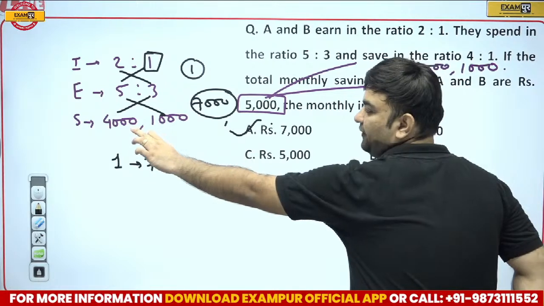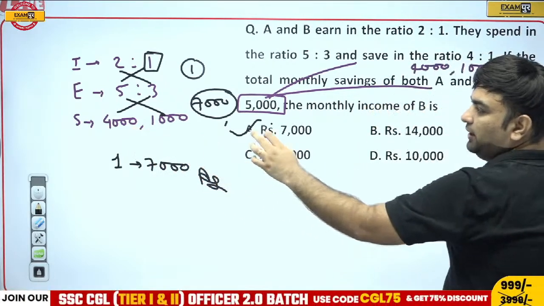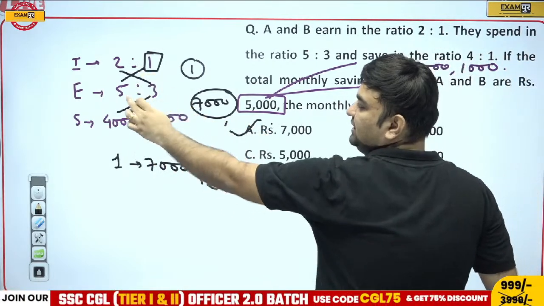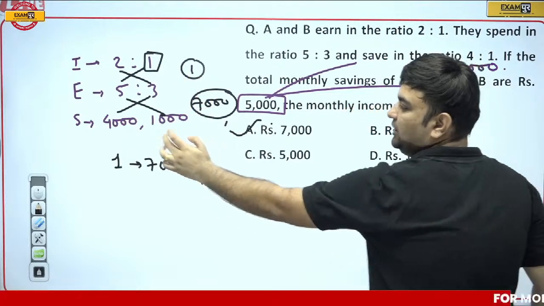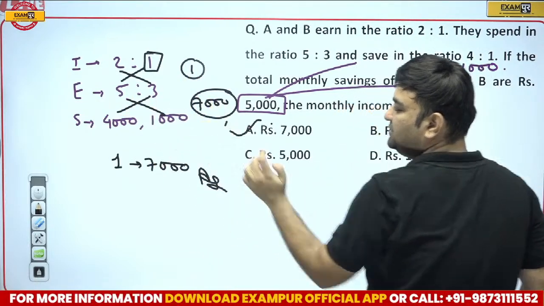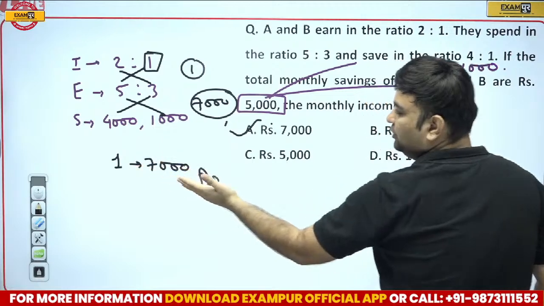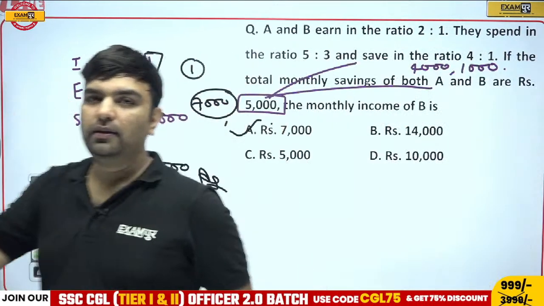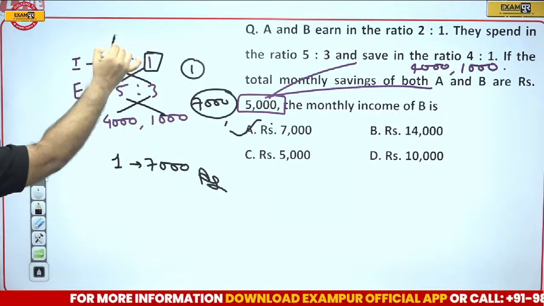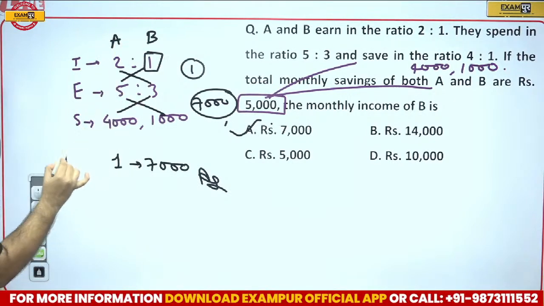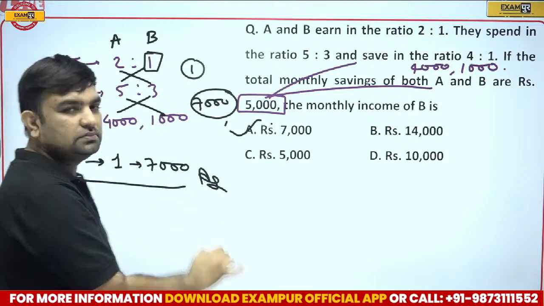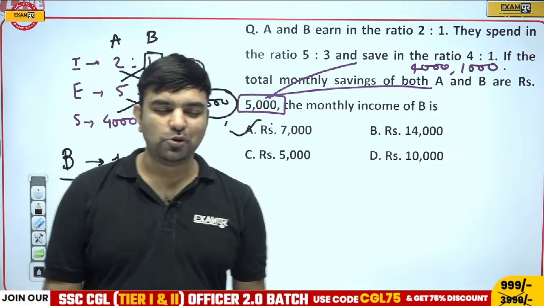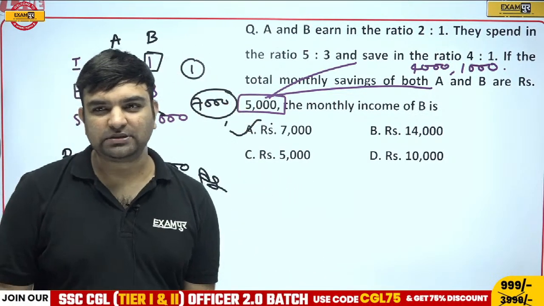Their savings are 4,000 and 1,000. Apply the crisscross. 6 minus 5, 1 is equal to 12,000 minus 5,000, 7,000. So the income of B is 1. So that is our answer. No issues, Prajwal. Just take care from the next questions.